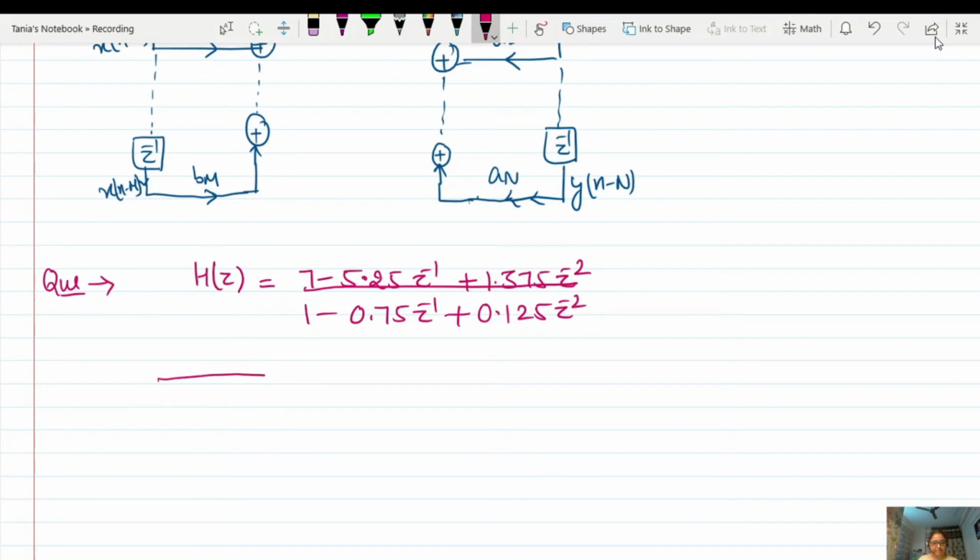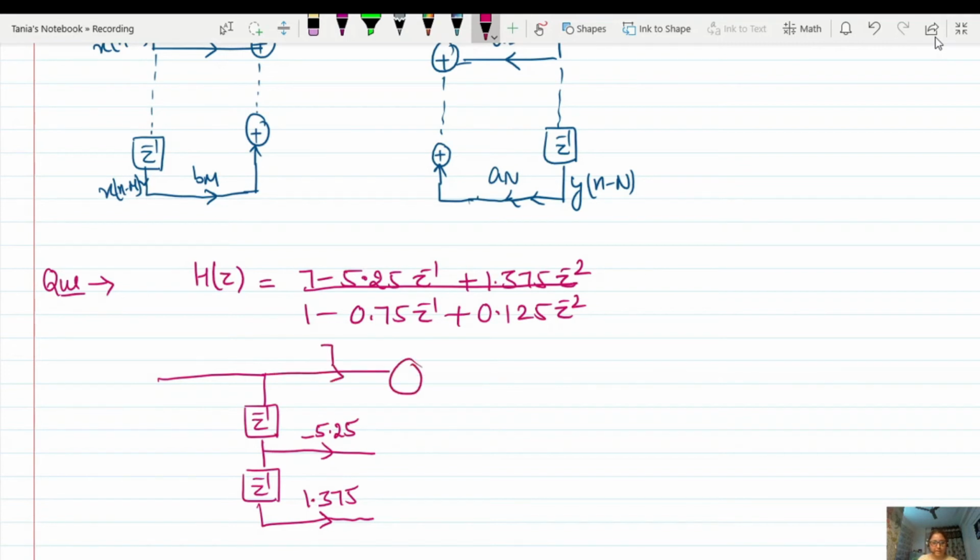For the zeros realization, we put z inverse and then z inverse, because the z power is minus 2 over here. Put the coefficients over here: 1.375. Over here it is 5.25 with a negative sign, and over here it is 7. Put the adder over here. This is the zeros realization of our system.